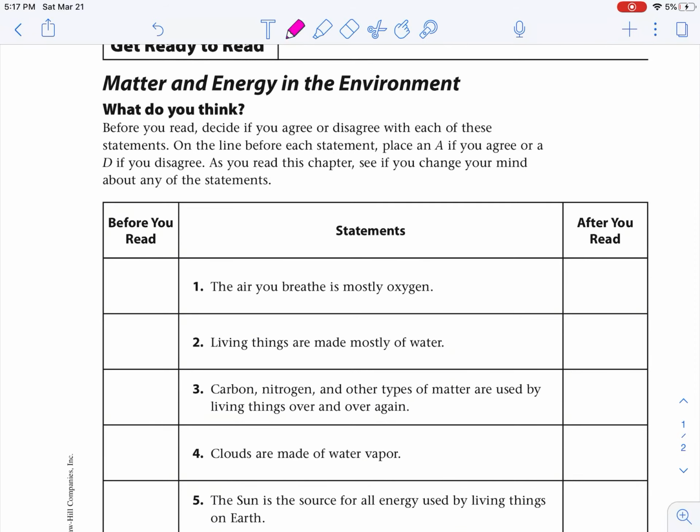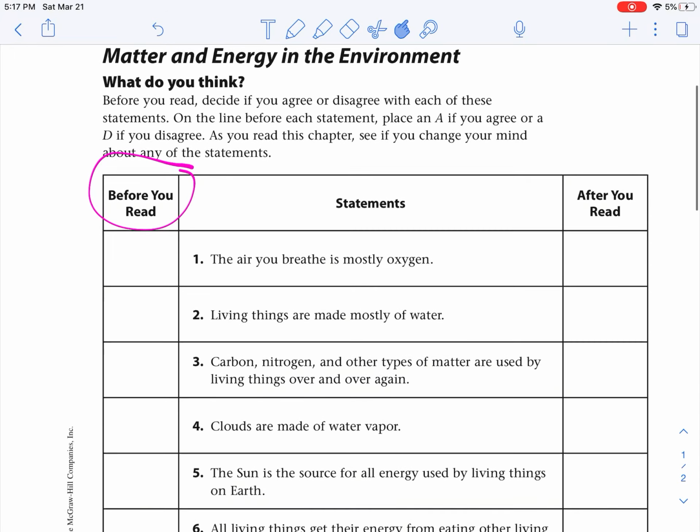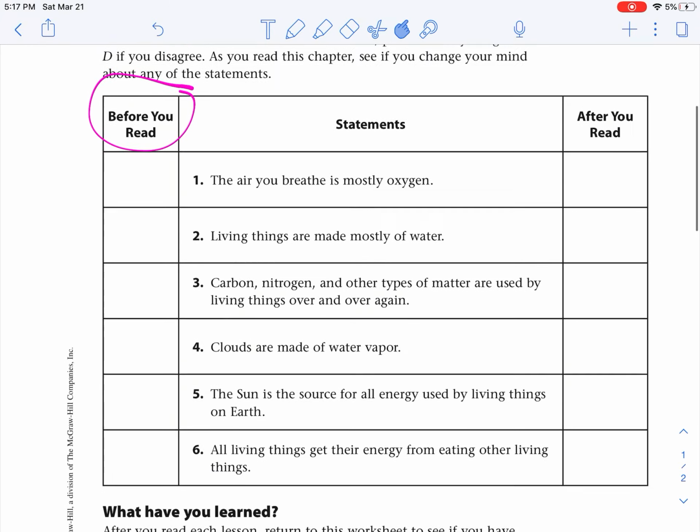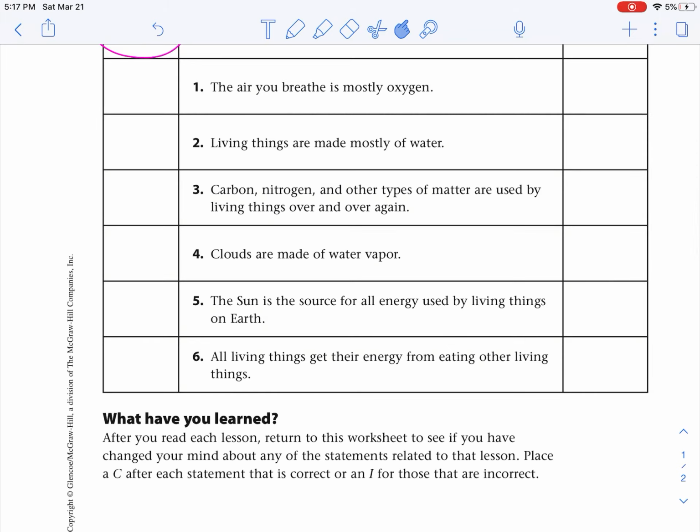So today you are going to be looking at and completing the left-hand side, agreeing or disagreeing with these statements. So the air you breathe is mostly oxygen. Agree or disagree? Living things are made mostly of water. Carbon, nitrogen, and other types of matter are used by living things over and over again. Clouds are made of water vapor. The sun is the source for all energy used by living things on Earth. All living things get their energy from eating other living things.